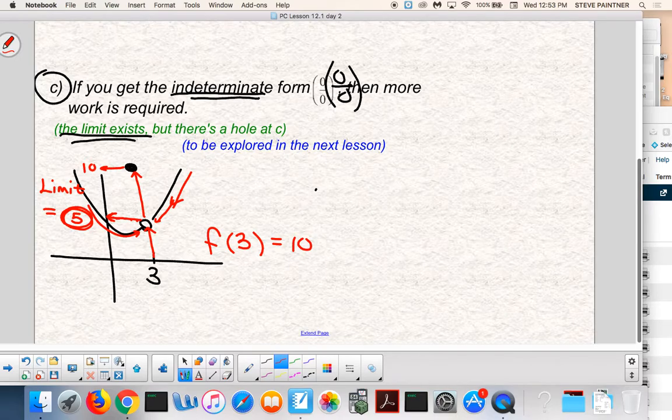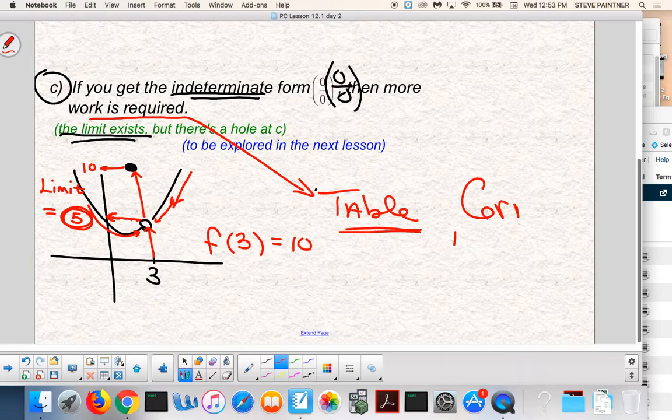Okay, but how are we going to try to get this answer? More work is required. Here's what you're going to do. You're going to make a table, or you're going to graph it. You can do it with your calculator. You can do it by hand yourself. The table, I recommend, use your calculator, the graphing calculator, because it's really easy.